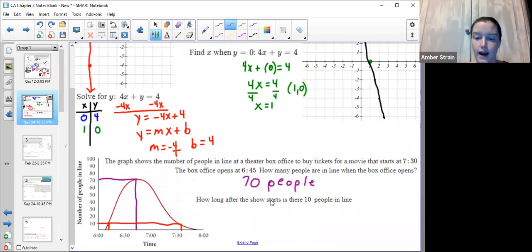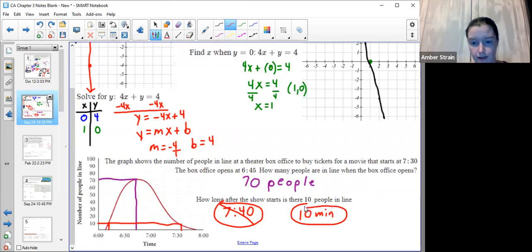It says, how long after the show starts? Well, the show started at 7:30, so it's not the 6:10. Now the answer is also not 7:40. Be careful, always read your question. How long after the show starts? If it started at 7:30, that would be 10 minutes later. The answer would be 10 minutes, because 7:40 is 10 minutes later than 7:30.